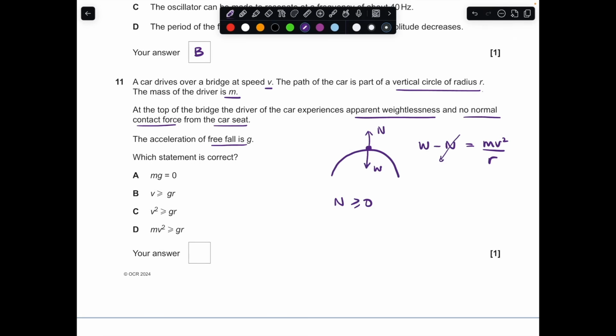Now, for the person to experience apparent weightlessness, N has to be 0. If we bring this down to 0, then W, which is mg, is equal to mv squared over r, and cancelling out the m will give me gr equal to v squared. This will be the minimum velocity. And if the car's speed was greater than this value, it would also experience apparent weightlessness. So the speed must either be equal to this or greater than that. So C would be the answer here.